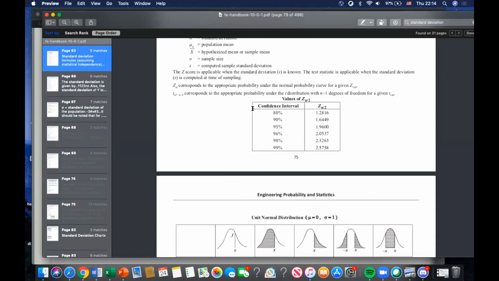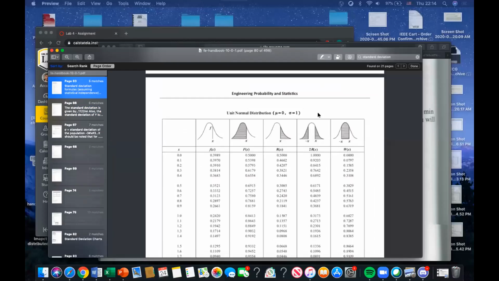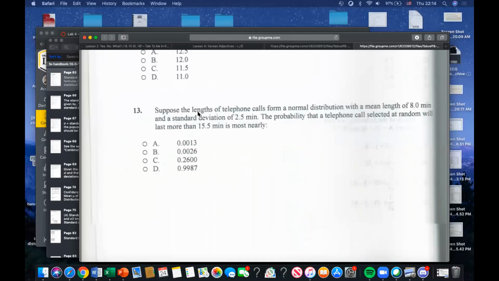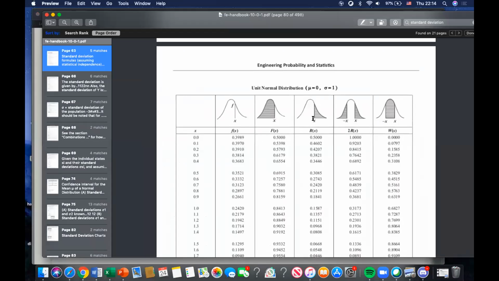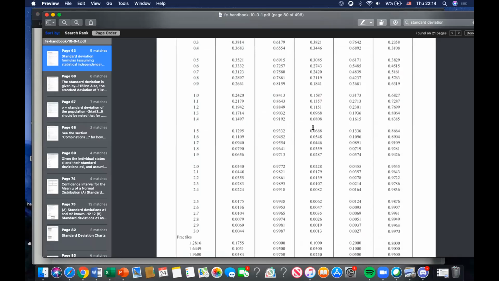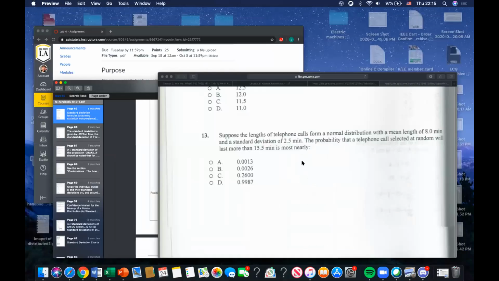Here you go. It's these things, right? So we're looking for something on the right, and the shade is greater than that, because that's what the question's asking. More than 15.5, and that's more than whatever x value. So this is what we want. And then what's our x value? It's 3, right? So you go all the way down and then you find 3. It's going to be 0.0013. And, you know, it's A.